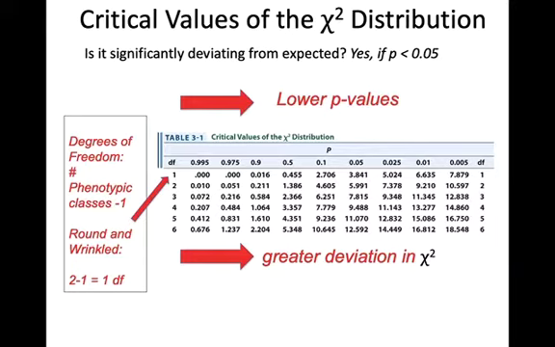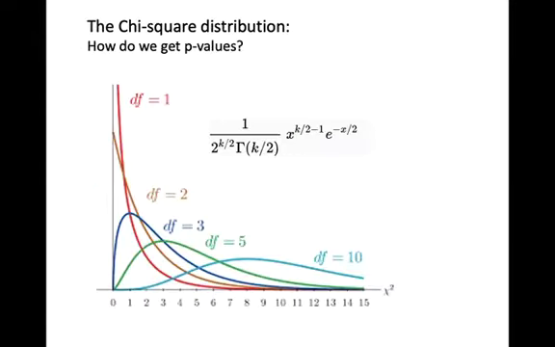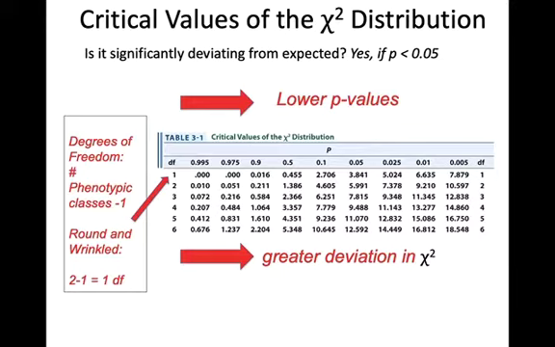Now, the way we want to read this table here is, in this column we have what are called the degrees of freedom. The degrees of freedom, as I showed you before, determine the shape of that chi-square distribution. But for our purposes, at this moment in the class, the degrees of freedom is equal to the number of phenotypic classes minus 1. So where we have 2 phenotypic classes, round and wrinkled, the degrees of freedom is equal to 1. We'll use different degrees of freedom later, but for right now, just think about it that way.